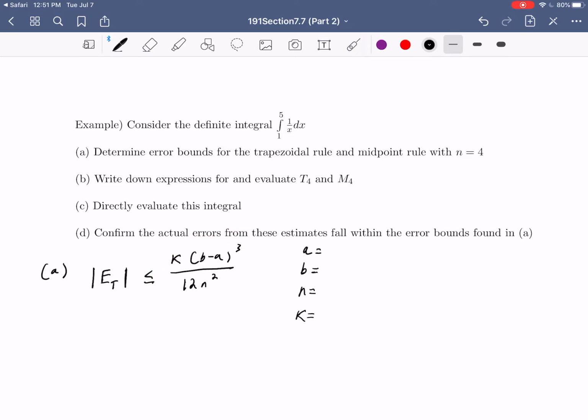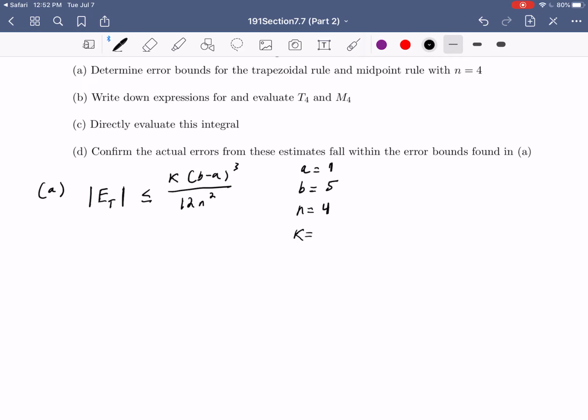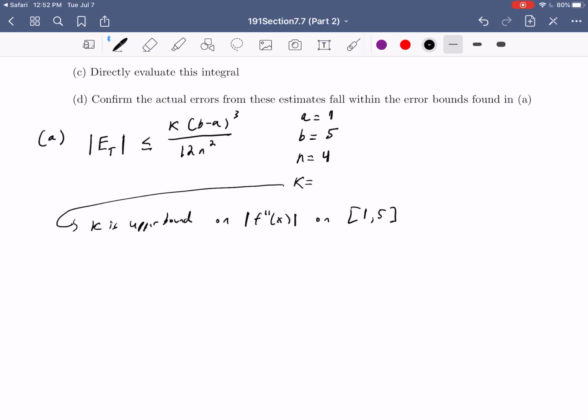A and b are easy. Those are the ends of your interval. So a is 1 and b is 5. You also have n being equal to 4 here. And then this K, well, we're going to have to figure out what that K is, because that's going to be based on the upper bound for the second derivative. So remember, K is an upper bound on the absolute value of the second derivative on the interval 1 to 5. So we need to figure out that second derivative.